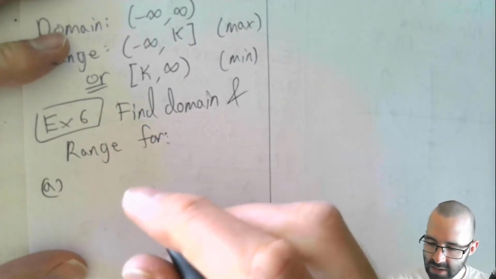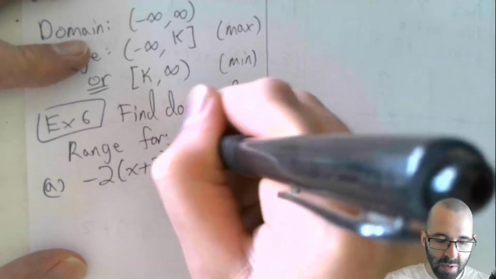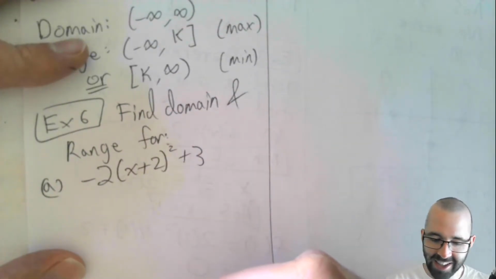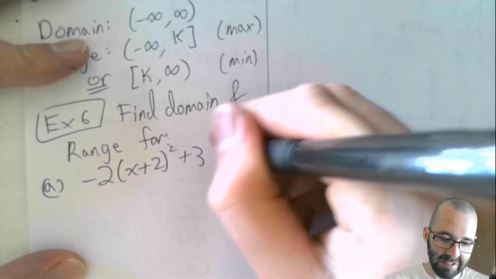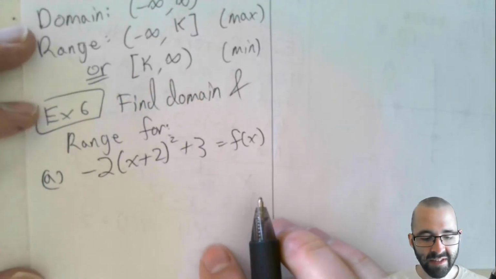So find the domain and the range for the following. Part A, going to be -2 times (x plus 2) squared plus 3 is f of x. Writing the function a little backwards today, right?